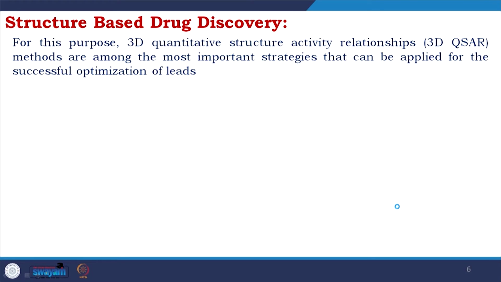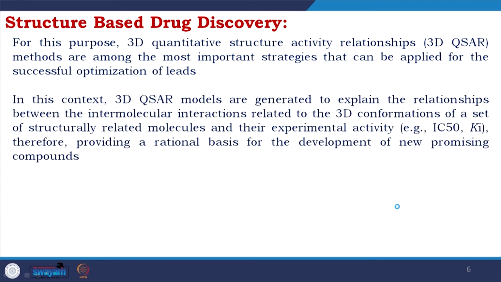For this purpose, 3D quantitative structure activity relationships, 3D QSARs, are among the most important strategies that can be applied for the successful optimization of leads. In this context, 3D QSAR models are generated to explain the relationship between the intermolecular interaction related to the 3D conformation of a set of structurally related molecules and their experimental activity. For example, IC50, Ki, which is inhibitor constant, therefore, providing a rational basis for the development of new promising compounds.